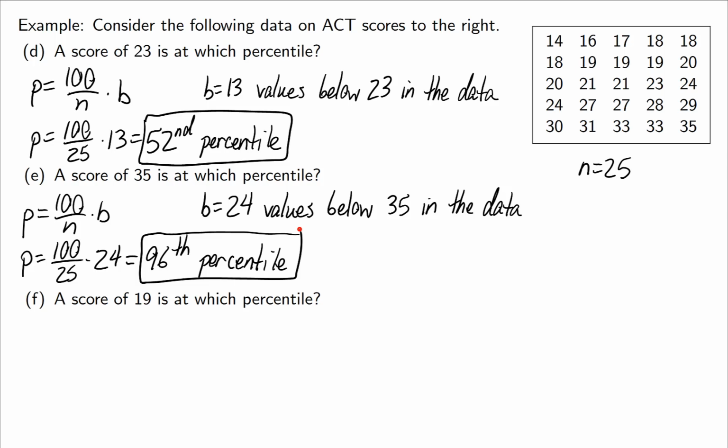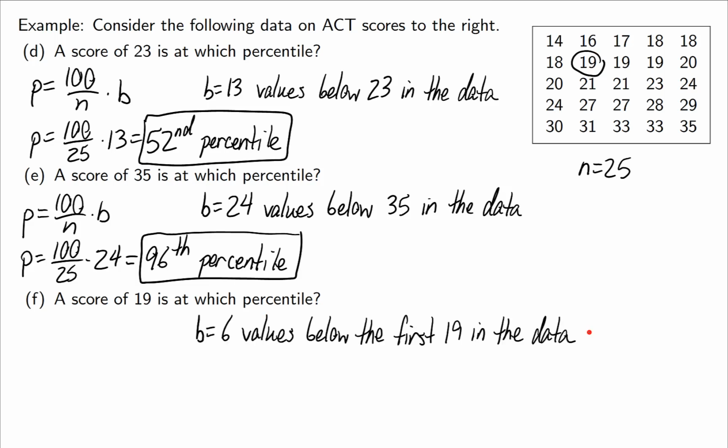With the 19, how many values are below 19? Well, the question is, which 19 do I look at? You will actually always look at the first one when something like this comes up. And from there, you can see that b equals 6 values below the first 19 in the data.